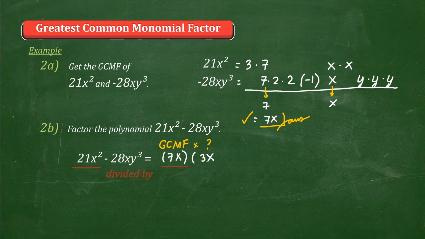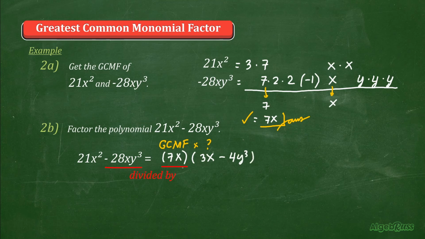Next, what should we multiply 7x with to produce negative 28xy cubed? Doing it mentally again, it should be negative 4y cubed. Or, another way of getting it is by dividing these terms. Step by step, carefully, negative divided by positive is negative. 28 divided by 7 is 4. X divided by x, we cancel. Y cubed divided by 1, because there's no y in the GCMF, is y cubed.